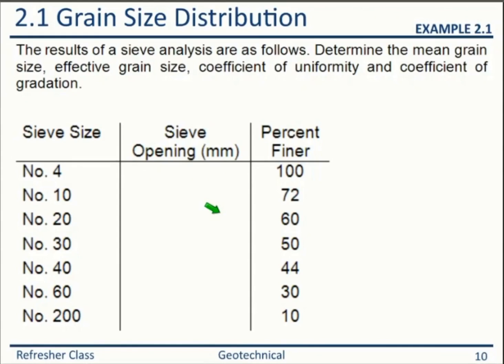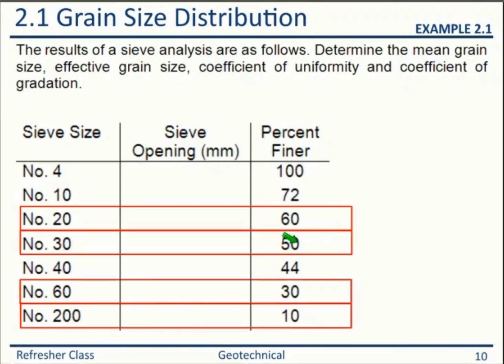Or 0. So number 30, very good. And number 30, if you look at the table, 2.1s, then you will get the 0.6. Very good. So this is 50% passing, so obviously this is D50, 60% passing, D60, 30% passing, D30, and 10% passing, D10, right?